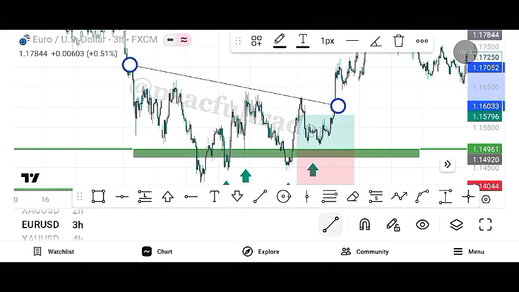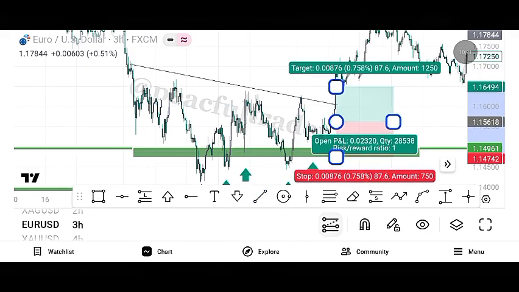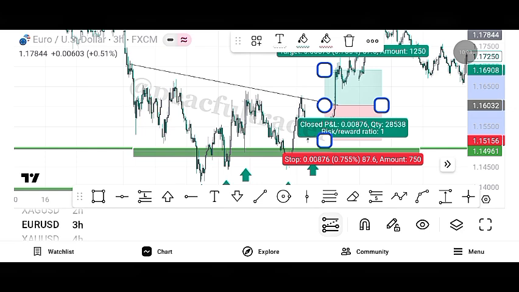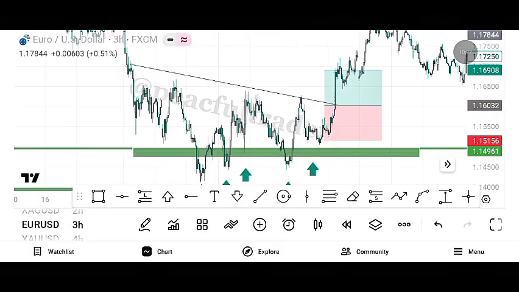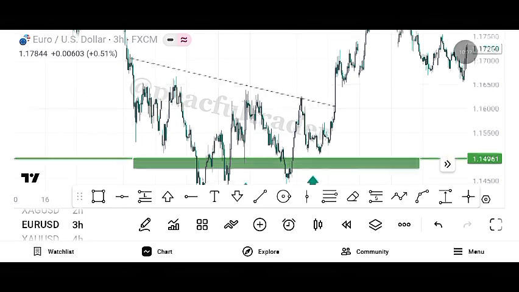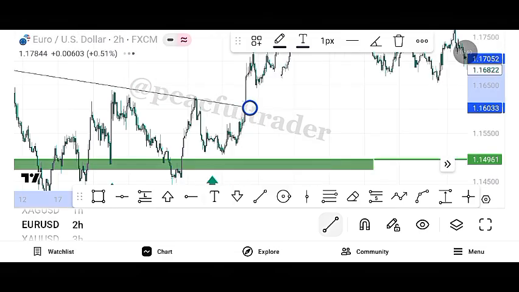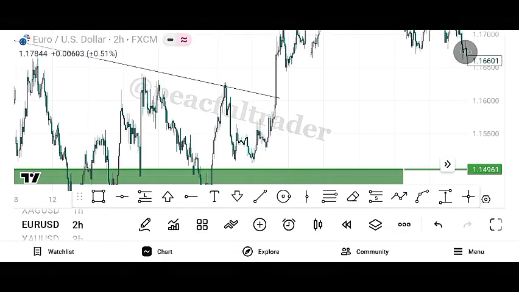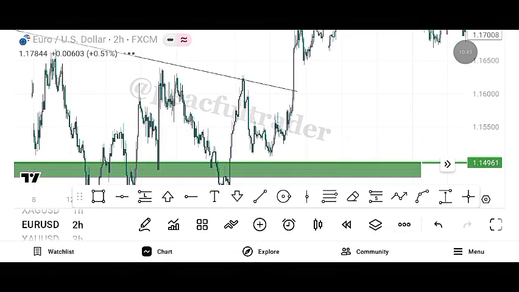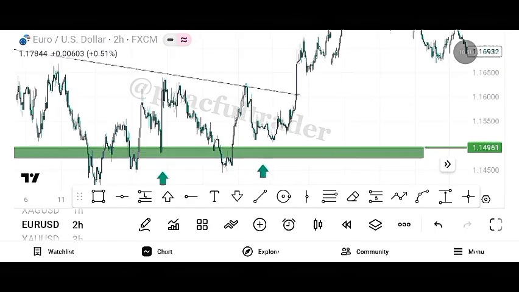So as a good trader, you just need to wait for confirmation, and the confirmation is a breakout from this trend line. Very simple confirmation. You go down to your 2-hour time frame. Having a breakout from the trend line will give you the main reason to enter the trade.